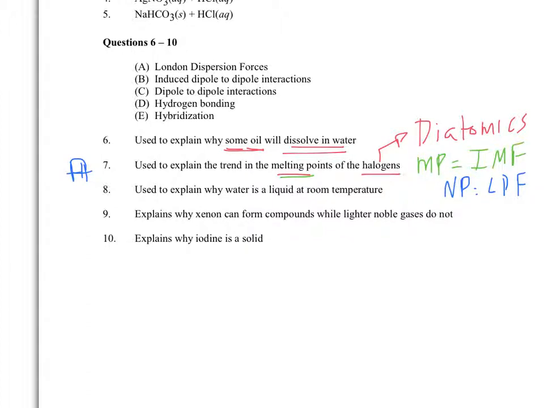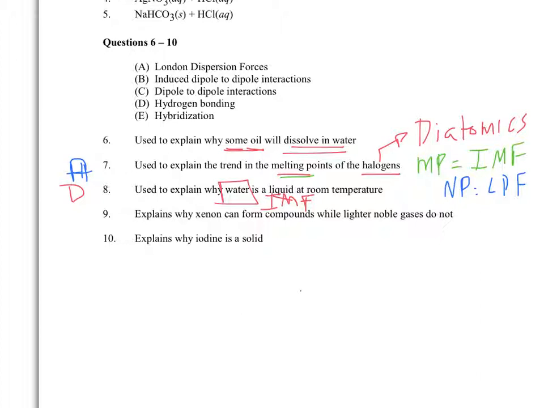Okay, number 8, used to explain why water is a liquid at room temperature. All right, do you agree that liquid is a phase? What do we know about phases? That has to do with IMFs, right? Well, what is your IMF for water? Hydrogen bonding. There you go. So anytime you see something about phases, you've got to think intermolecular forces, especially if it's a molecule.